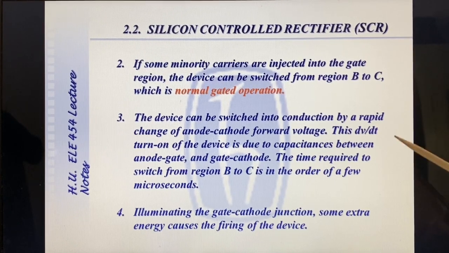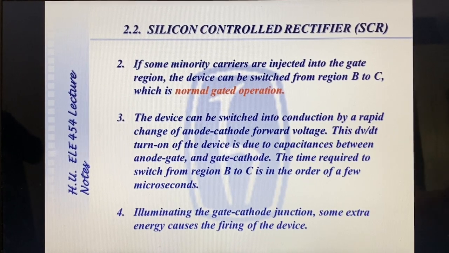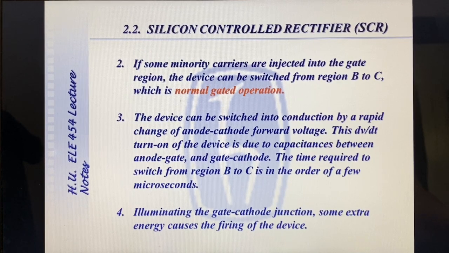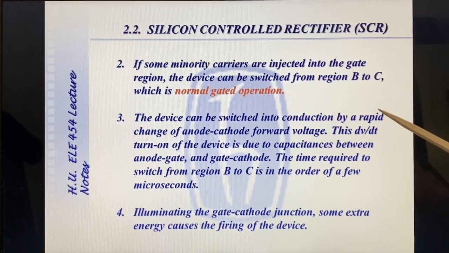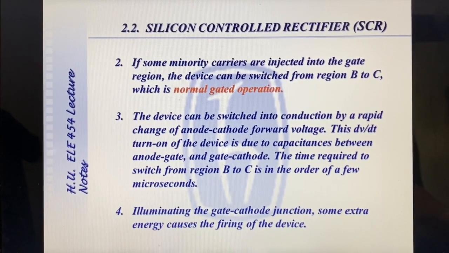The device can be switched into conduction by a rapid change of anode-cathode forward voltage. This is dV/dt turn on, due to the capacitances between anode gate and gate cathode. So the time required to switch from region B to C is in the order of a few microseconds. Again, this is an undesirable way of switching the device into on state.